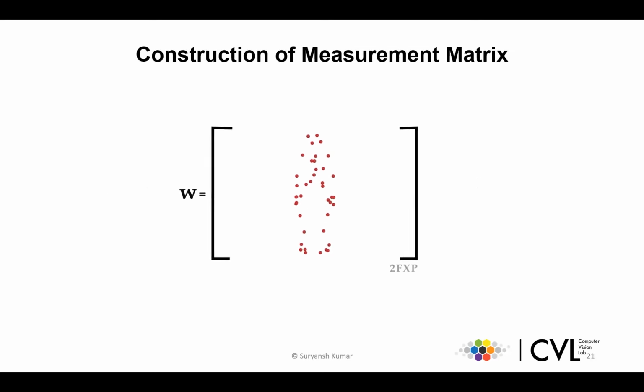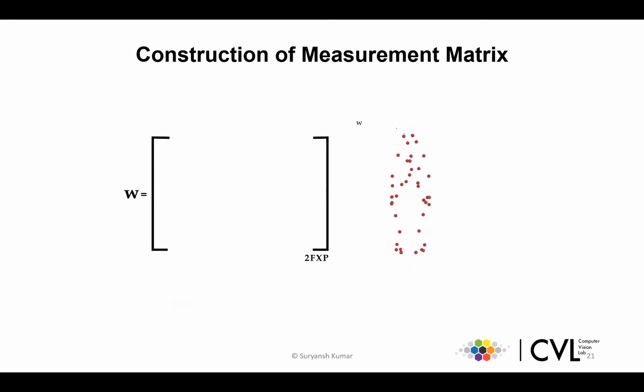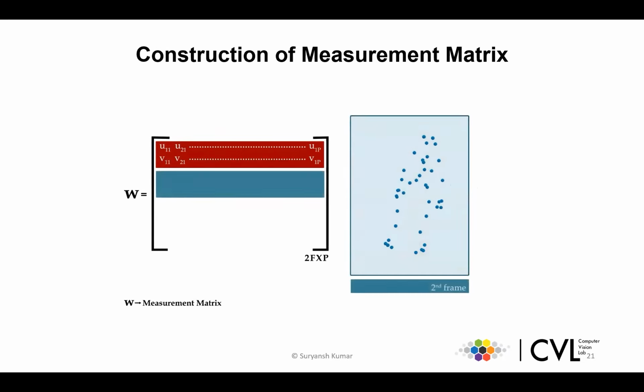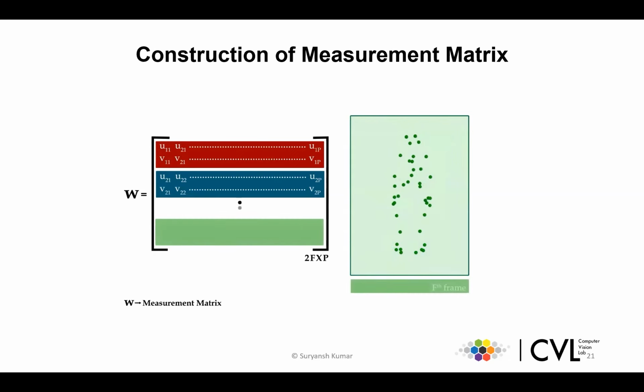Let's understand the measurement matrix. You are given track points. For each frame, you put them as 2 columns of the matrix, XY, like UV coordinates. You do it for the next frame, and you keep doing it for all the frames. Then you end up with this measurement matrix of dimension 2F cross P, for all P points over all frames. Clear? I hope this is very intuitive.